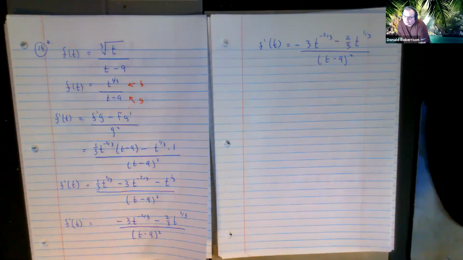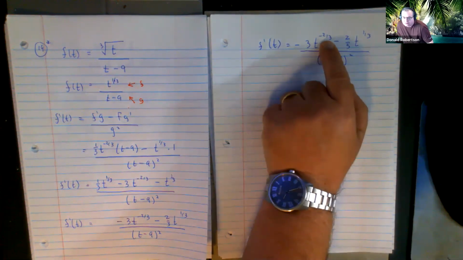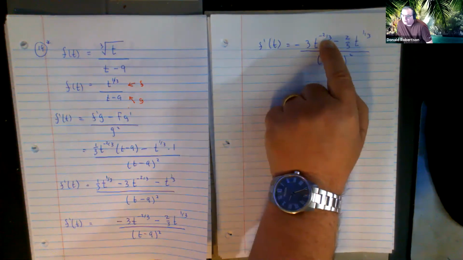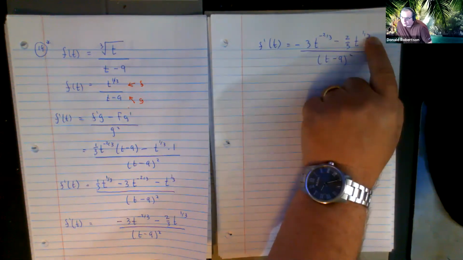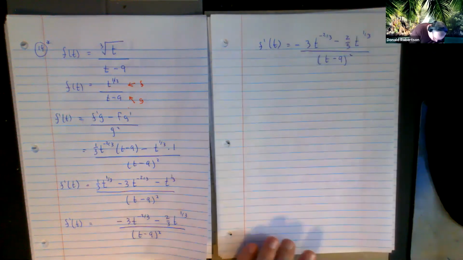Same problem as last time. I can pull out a common factor on the top. And the choices are, it's either t to the negative 2/3 is my common factor, or it will be t to the positive 1/3, right? One of these two is going to be my common factor.